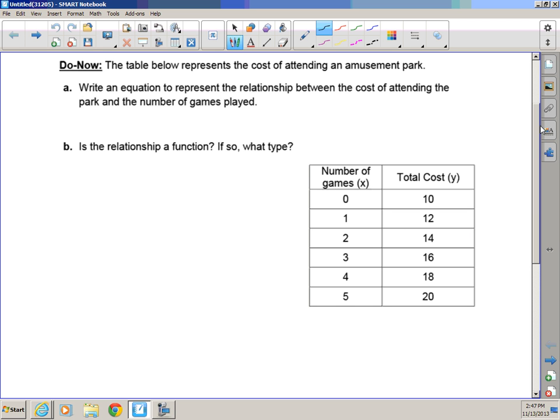Remember, when we want to write an equation of a line, if we believe we have a linear relationship, we want to find the slope and y-intercept. Now, tying into what we're going to talk about today, how do we know we have a linear relationship? Well, we can see that the number of games is going up by 1 and the cost is going up by 2. So that's telling us there's a constant rate of change, and the rate of change is 2. So that is our slope.